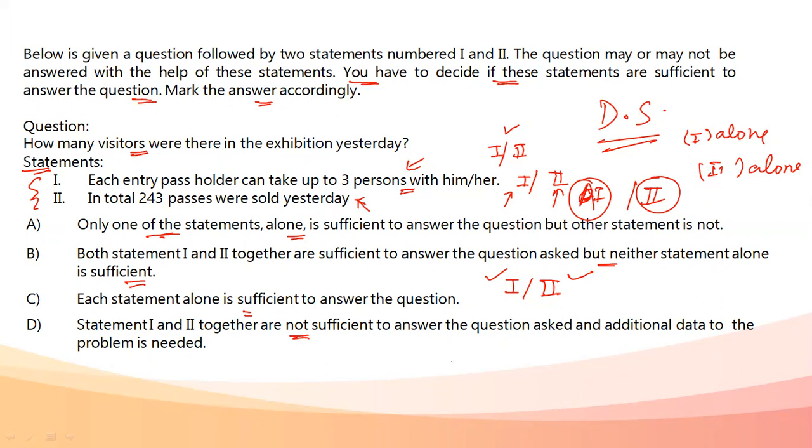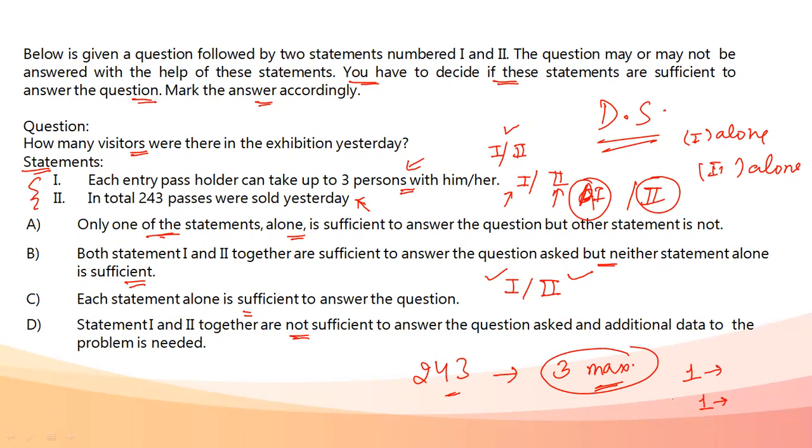So, with this combination, I know that 243 passes were sold, and on one pass, a maximum of three people can go. But I don't know who is taking how many people with them. It is possible that maybe one person went alone, or one person took two people with him, one person took three people. That variation I do not know.